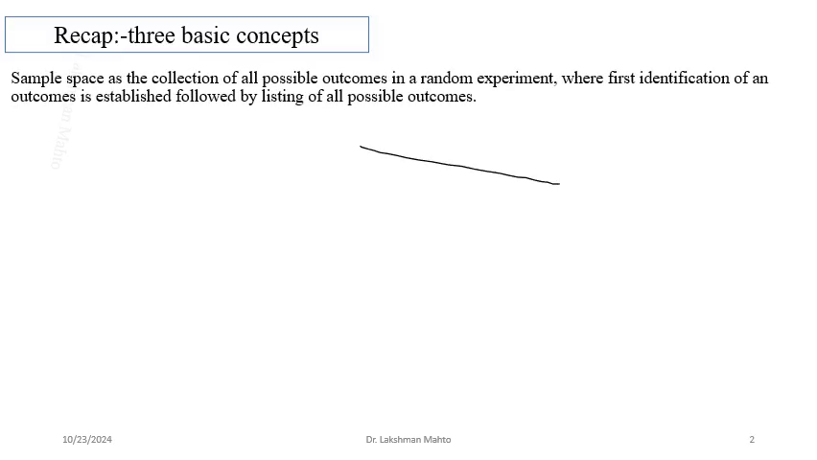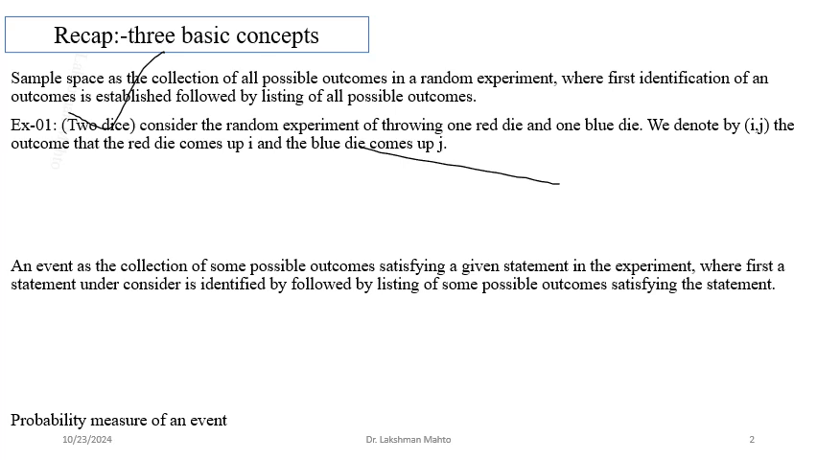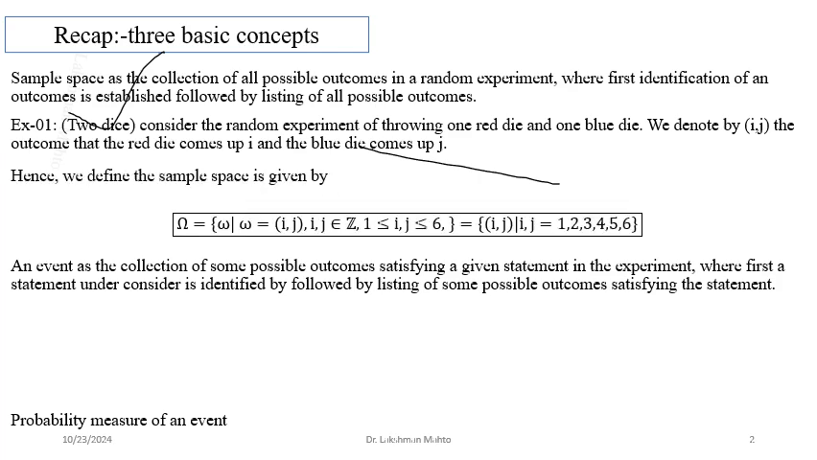The same thing I discussed: all possible outcomes we call the sample space. Then you come up with an event, that is a collection of possible outcomes satisfying a given statement in the experiment or in the question, wherever you encounter probability. If you want to compute the sample space in throwing two dice together, the dice has six faces and you throw two times, so the sample space will have in total 36 ordered pairs. So here outcome omega is an ordered pair.